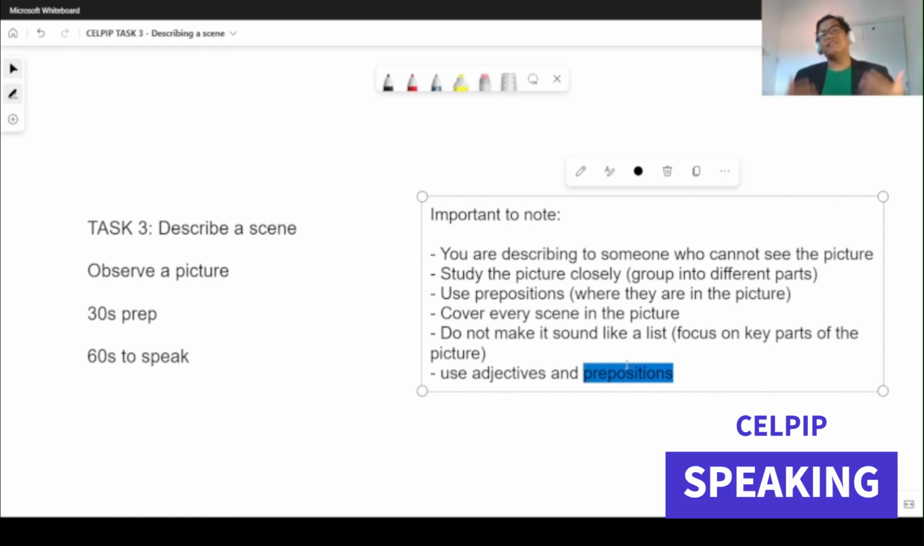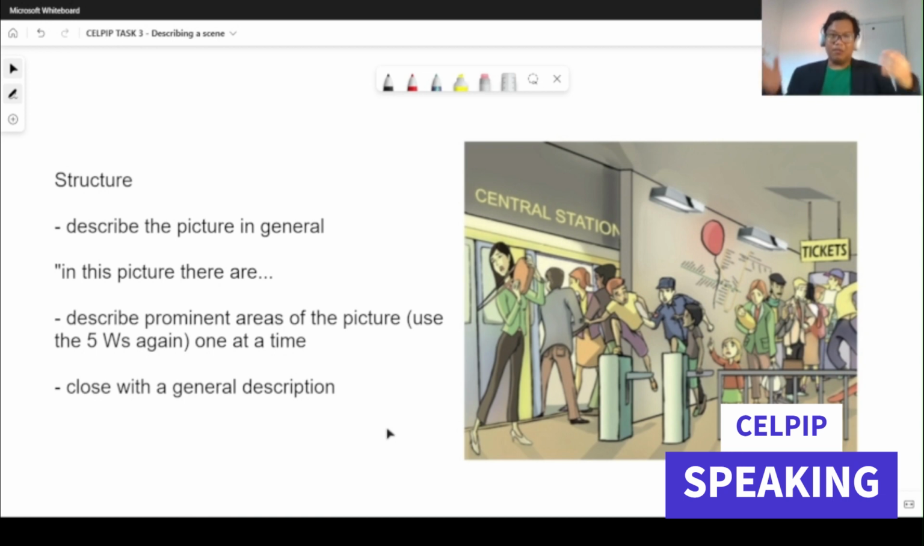Now, let's see the structure of your answer and also see a sample picture. Here it is. So let's start off with the structure and then we'll see how we can implement it with the picture, right? So the first thing is you have to describe the picture in general. Don't start off immediately pinpointing specifics. Give an overview of what the picture is actually about or what it looks like.